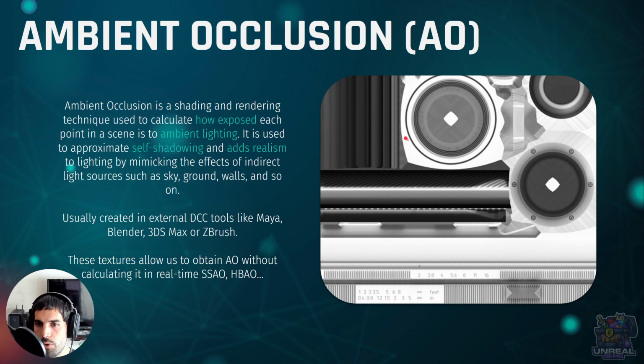So that's why we use these types of maps. You can calculate it in real time, but it is quite less precise. So you can use screen space ambient occlusion or HBAO to calculate this, but as you are going to be able to see, it is not perfect. A ray tracer is going to do a much better job calculating ambient occlusion.